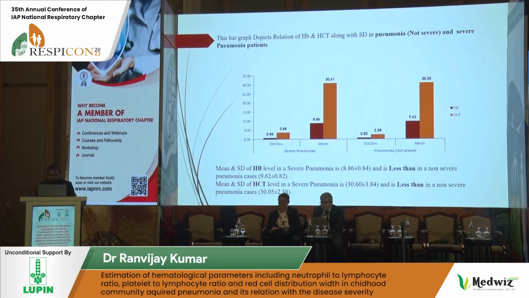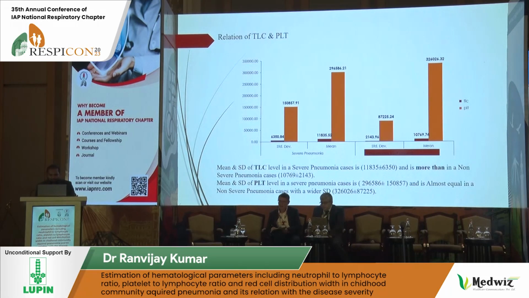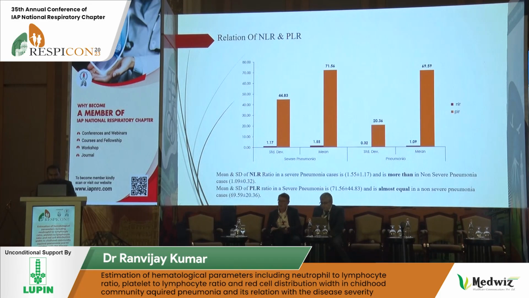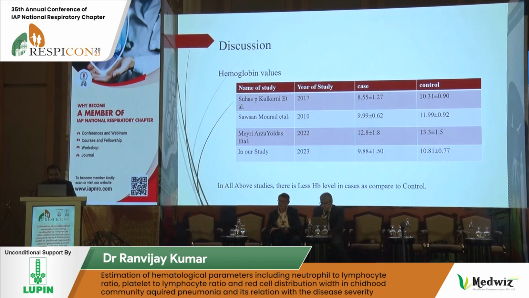Similarly, I have summarized severe pneumonia and non-severe pneumonia on behalf of severity. Hemoglobin of severe pneumonia is lesser than in non-severe pneumonia, as well as hematocrit, which is also lesser in severe form as compared to non-severe. Here TLC count in severe pneumonia is more than in non-severe pneumonia. In fact, platelet is also almost equal with a wider standard deviation range in severe pneumonia. Here similarly, NLR and PLR, RDW.